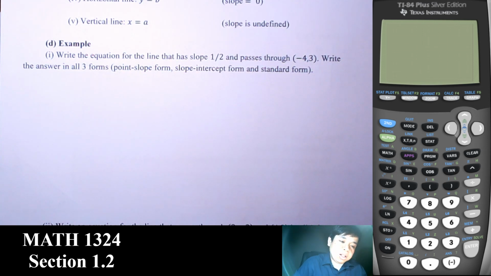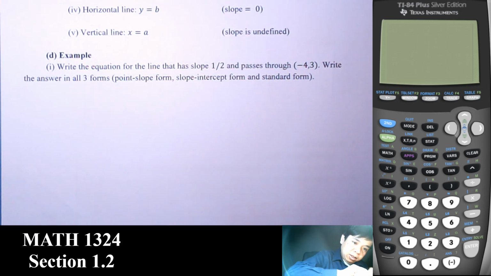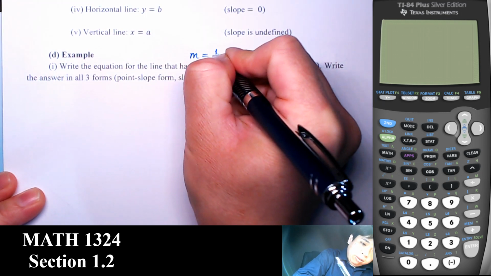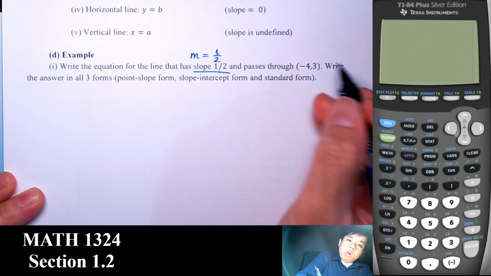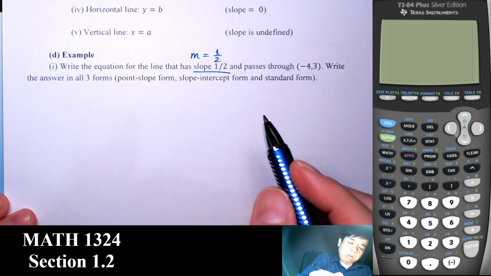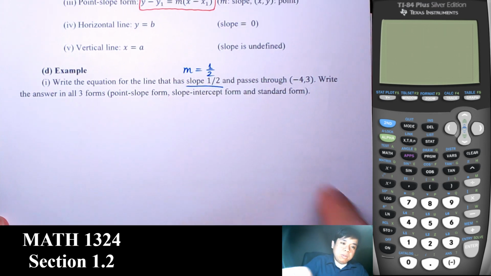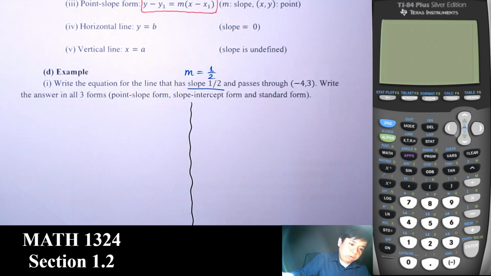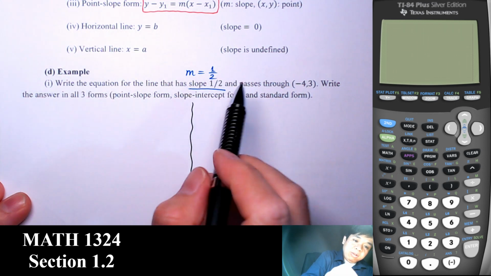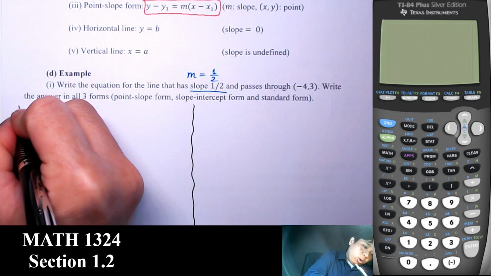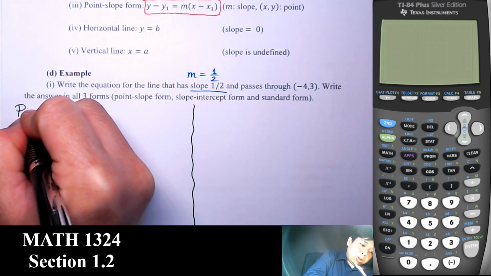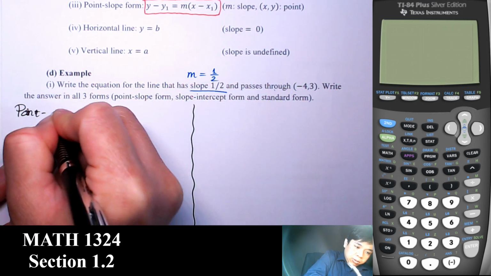Write the equation for the line that has the slope m equal to 1/2 and passes through the point -4 and 3. Write it in 3 forms. So first, we have the point and we have the slope. So that's the point slope form.